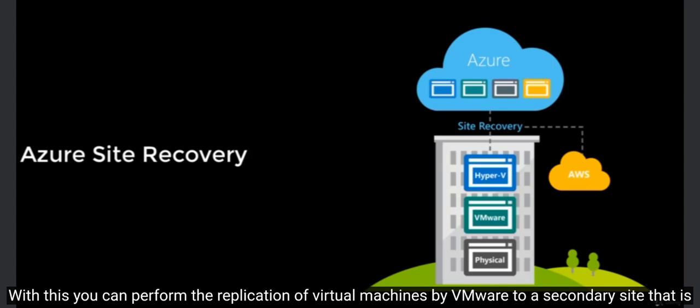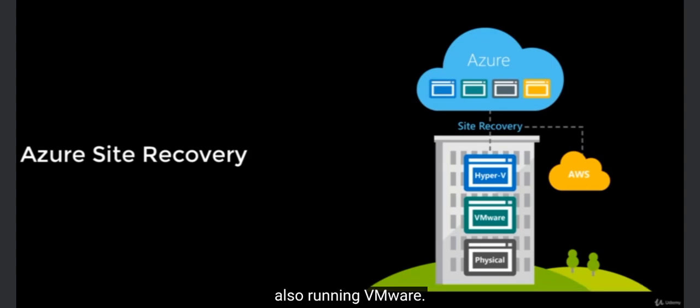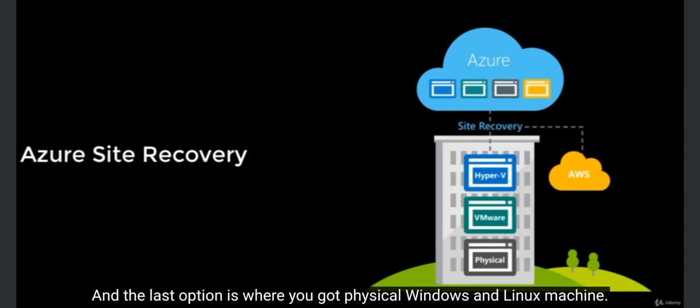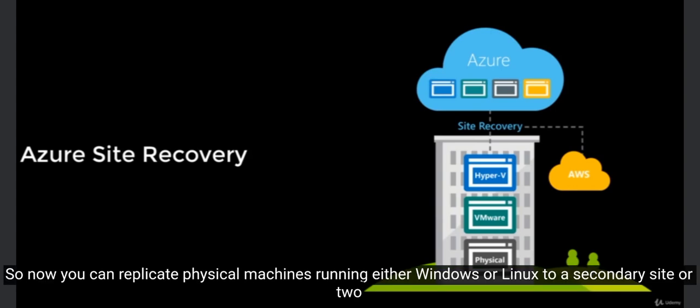With VMware virtual machine replication, you can perform the replication of virtual machines by VMware to a secondary site that is also running VMware. You can also replicate to Azure with this method. And the last option is physical Windows and Linux machines. So now you can replicate physical machines running either Windows or Linux to a secondary site or to Azure.